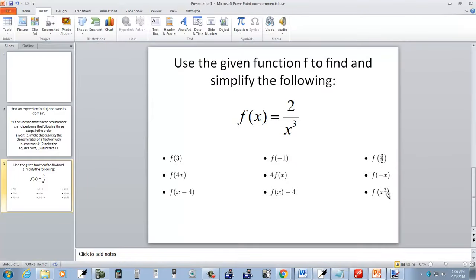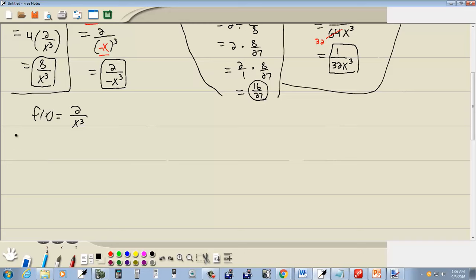Okay, our next one is f of x minus 4. Now again, we're going to go back to our original function and we'll replace our variable with parentheses. So we got 2 over parentheses to the third power. Now whatever's inside the parentheses here is automatically what we're going to put in here. So I'll put in x minus 4.